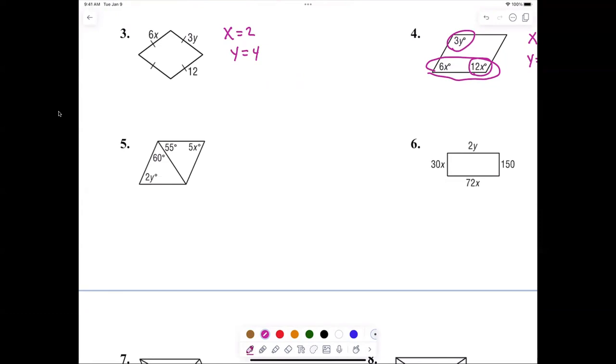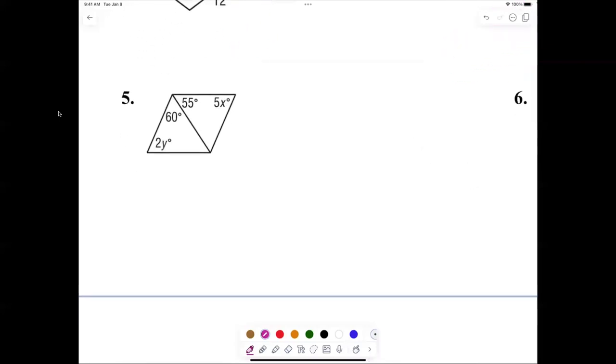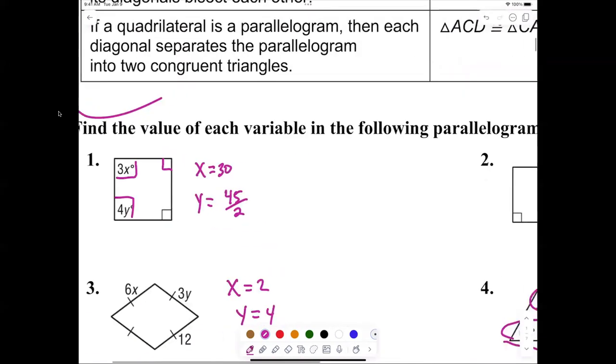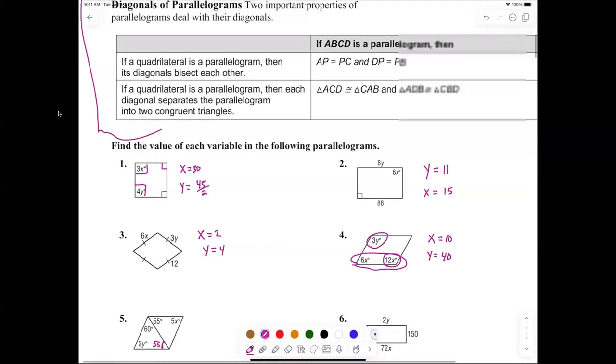Okay, so for question number 5, this angle right here. Can you tell me what this angle is? Yeah, we could say that's 55. There are lots of ways of looking at this. Those are alternate interior angles. How do we know they're parallel? It says in the directions. These are parallelograms.